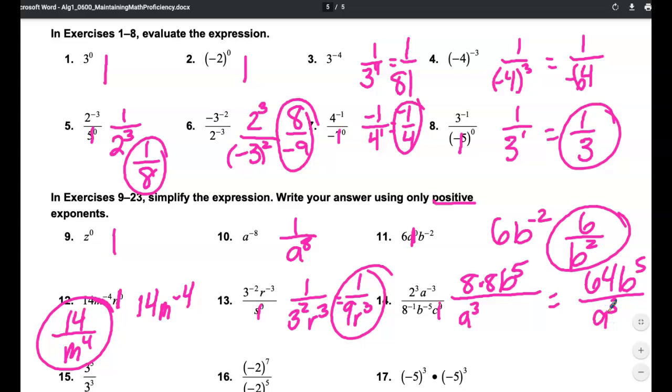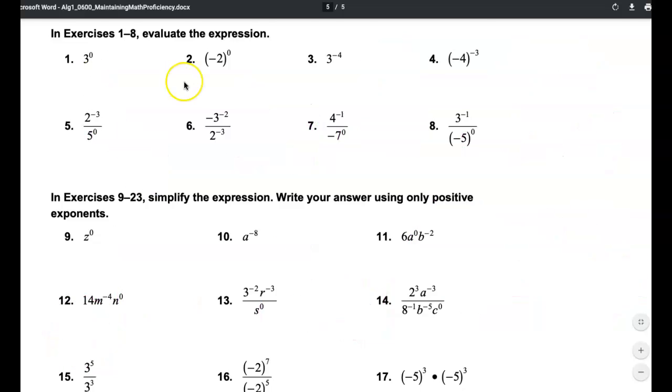Okay, questions, comments, concerns? Okay. Number 15.